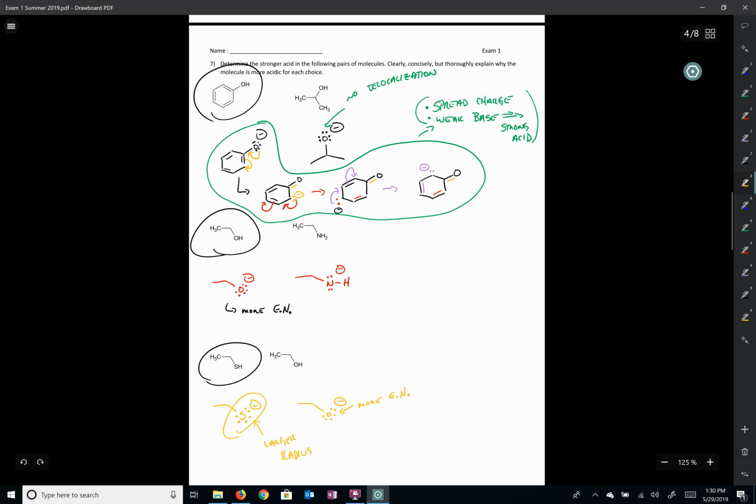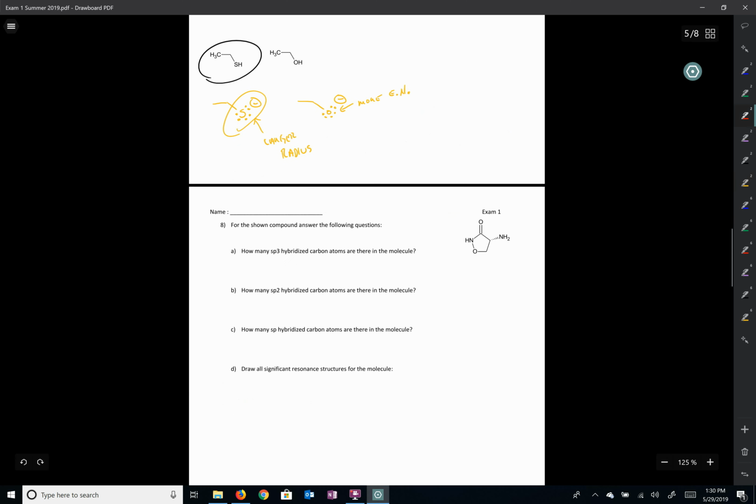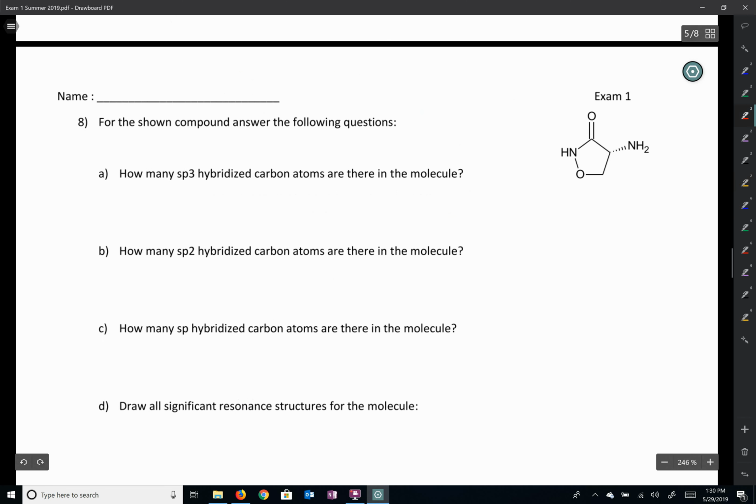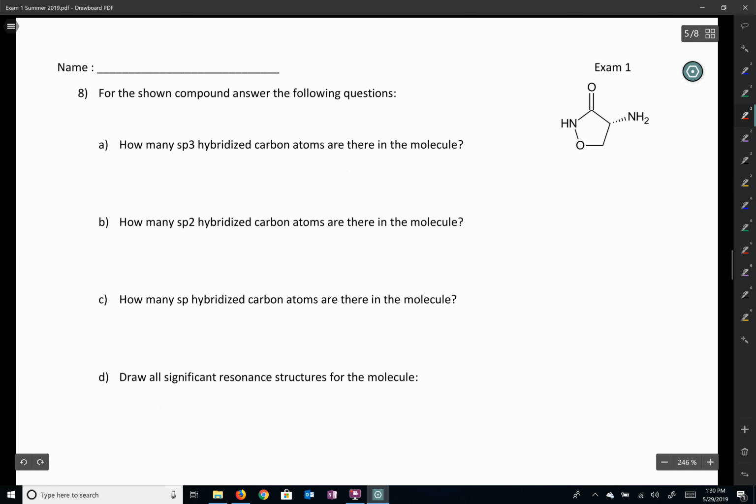So I'll zoom out here just so you guys can see everything. Okay, last page. How many sp3 hybridized carbons are in this molecule? Well, we got that guy right there, and we got that guy right there. So we got 2. How many sp hybridized? Well, we got that guy right there, so we got one of those. And how many sp2 hybridized do we have? We got a big old zilch.